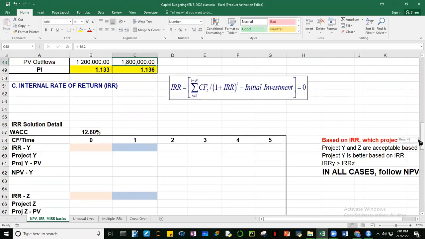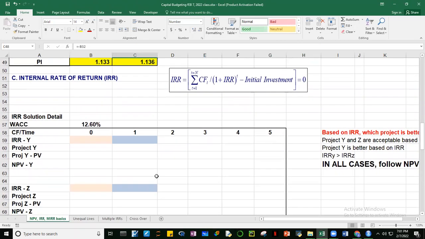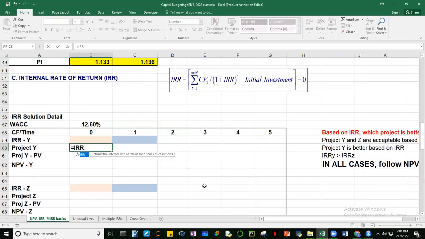We already have computed this before. Okay. So let's just rehash this. Sabi natin, when is a project feasible based on IRR? If the IRR is greater than the WACC, okay yung project. So computin natin yung IRR ni Y at saka ni Z. So this is equal to IRR, internal rate of return.